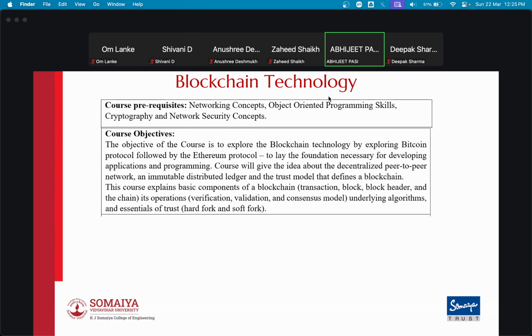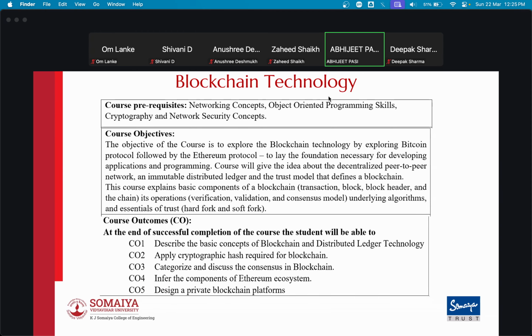So we will see how blockchain is being adopted by various companies, be it private companies or the public domain, and how it has been working. The course outcomes are distributed across six chapters: describe the basic concepts of blockchain and distributed ledger technology, and how to apply the cryptographic hash for the blockchain, which is the core of the blockchain.